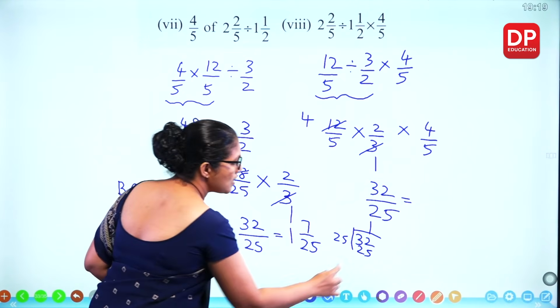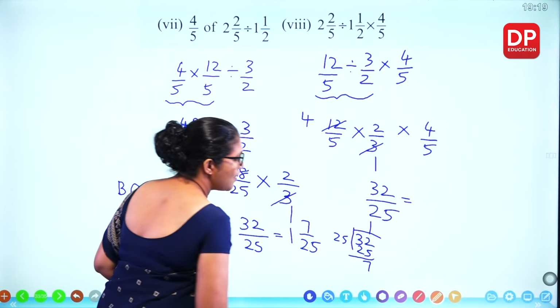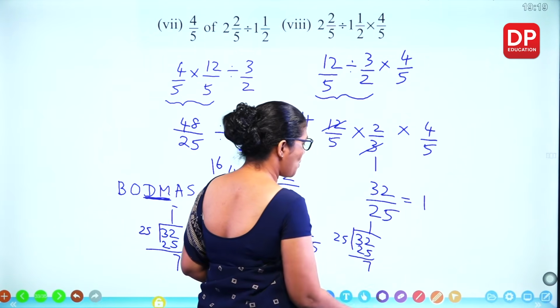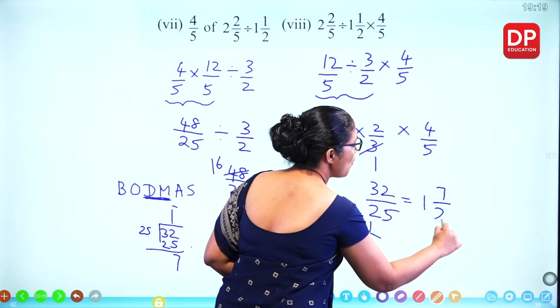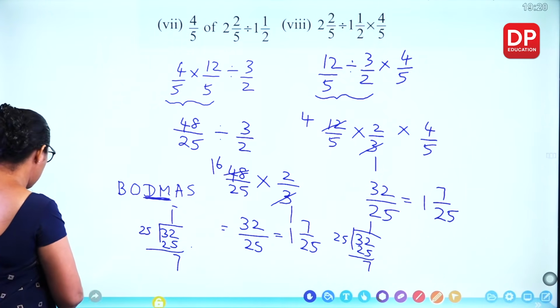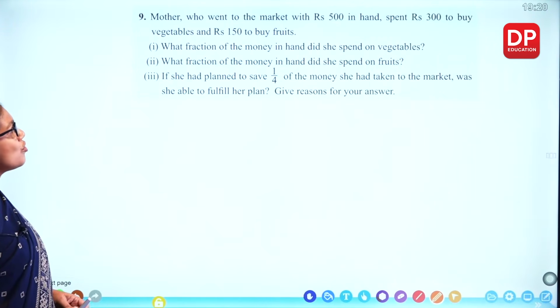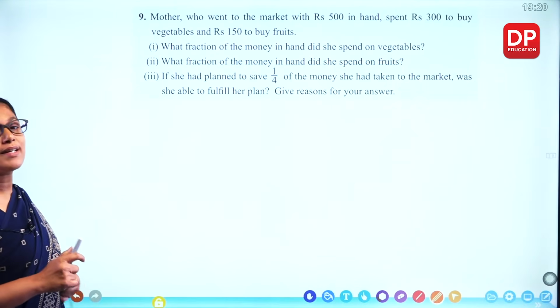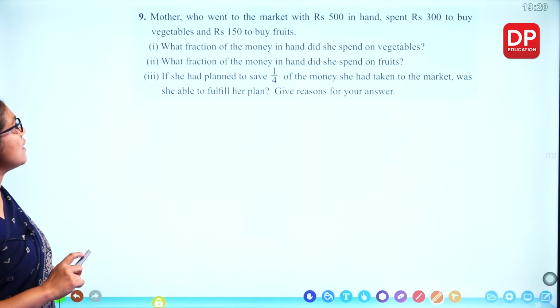25 times 1 is 25. 7 remaining. So you can write down the answer as 1 whole part, 7 out of 25. Now we'll take the next question. So you get a worded problem. So try to understand by reading it carefully.